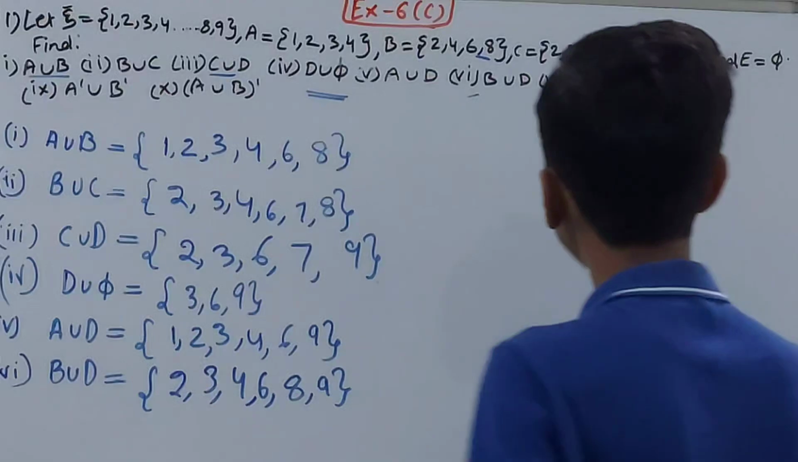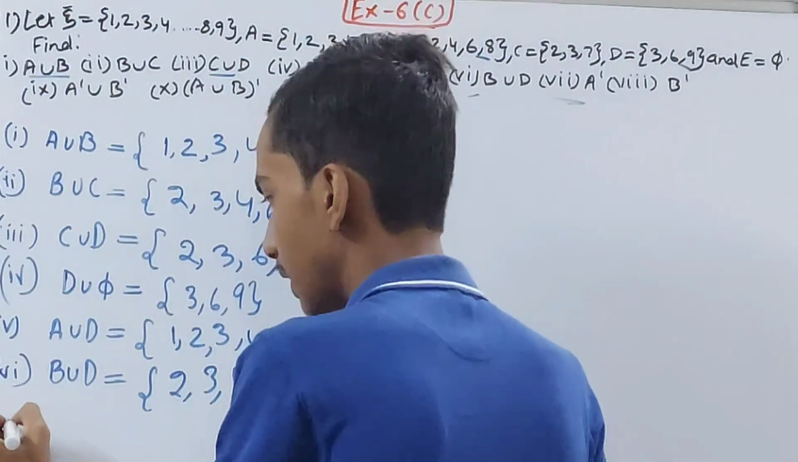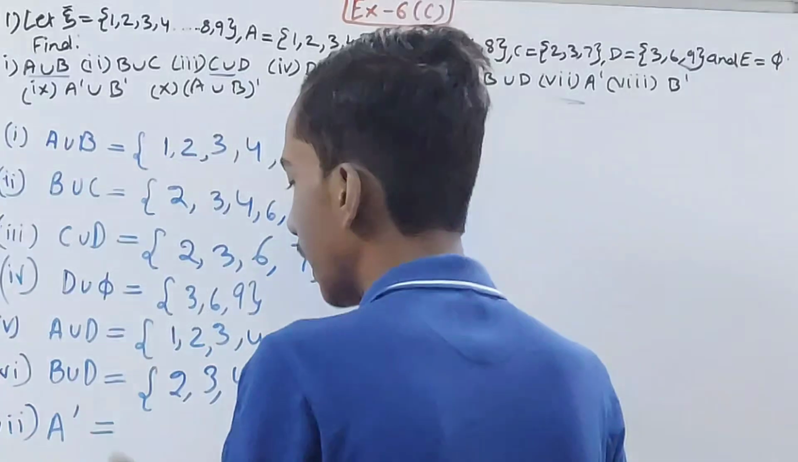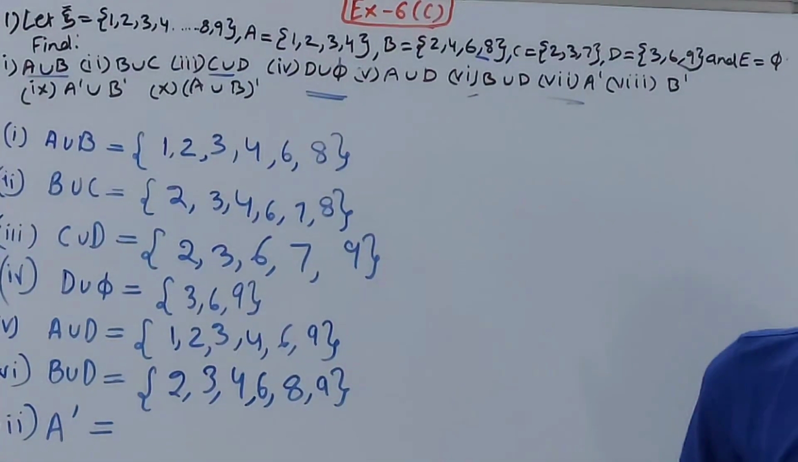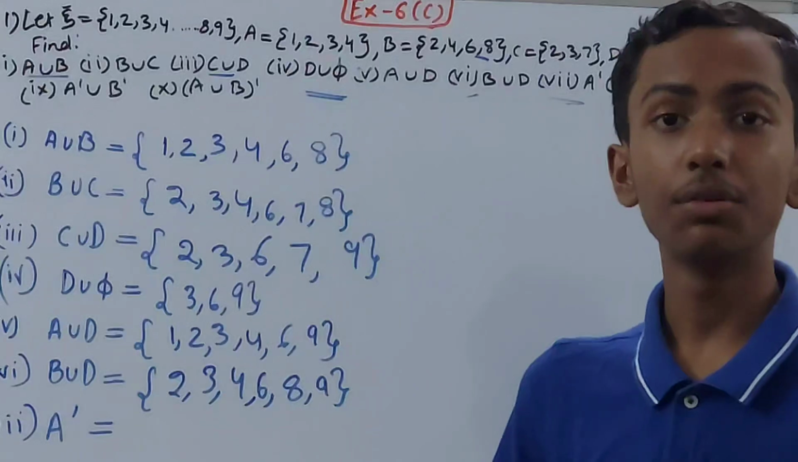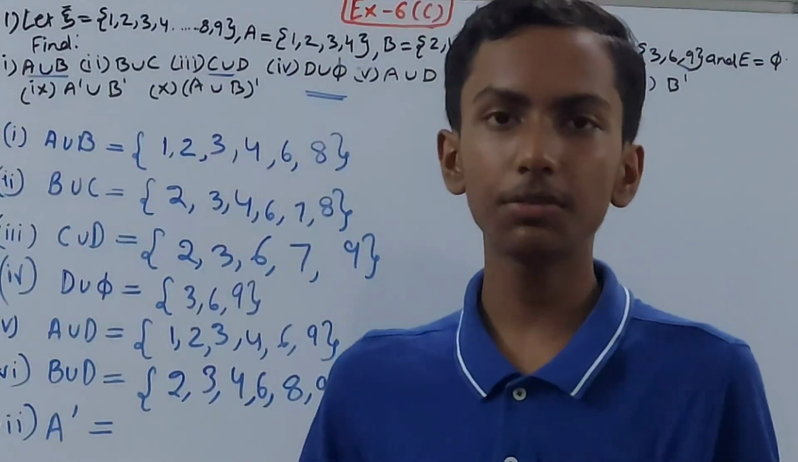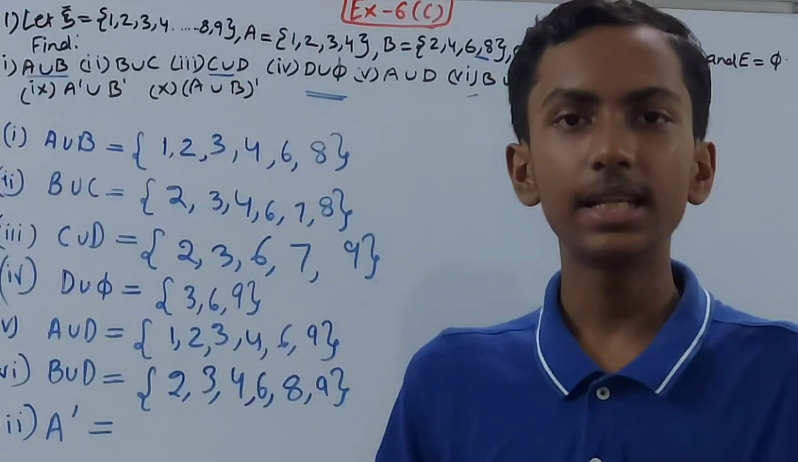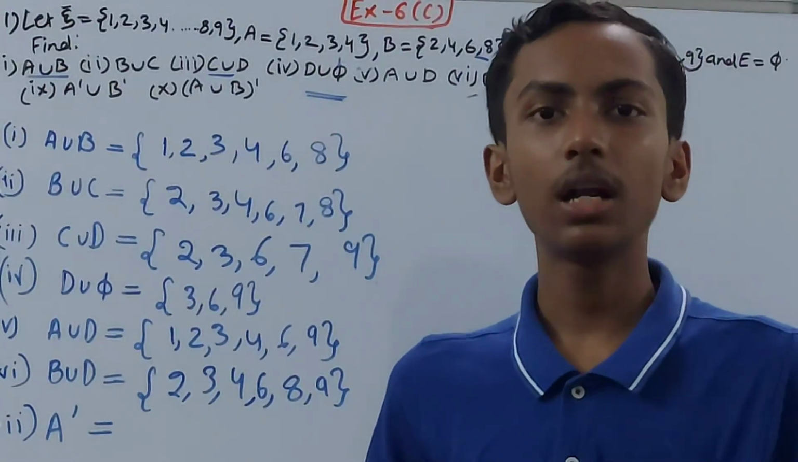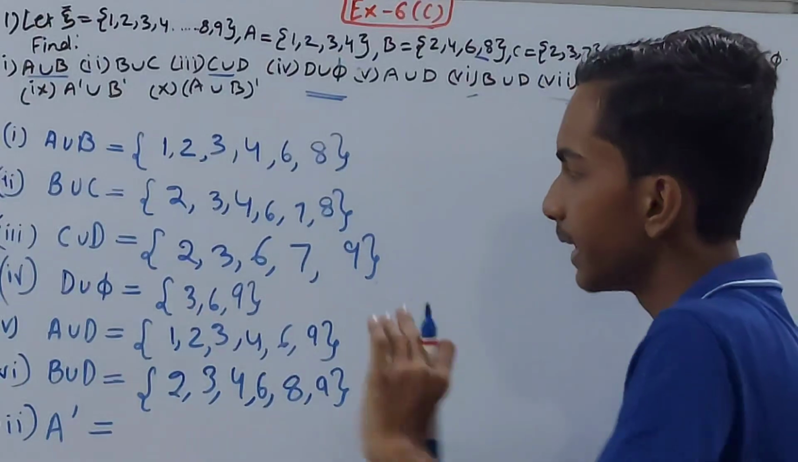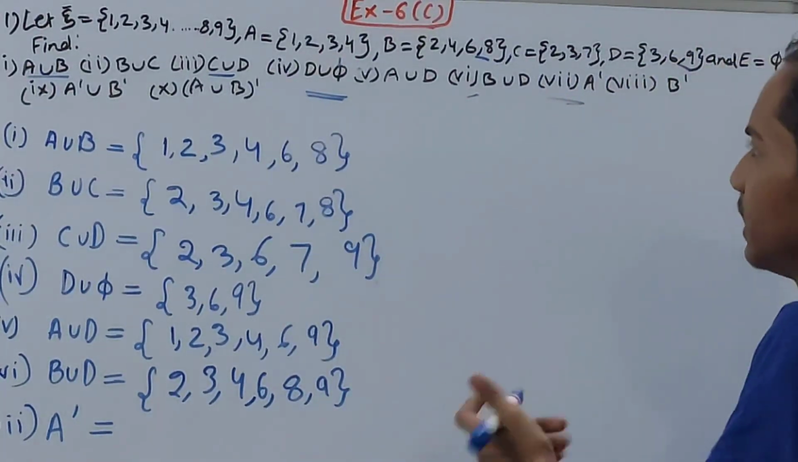Now seventh part is A complement. We have to tell the value of A complement, that means the complement of set A. What is complement? Recall, it is a previous concept which we have done. So if there is a universal set and A is a subset of that universal set, then A complement contains all the elements which are not contained in the subset of its universal set. You will not understand it like this, just see it this way.